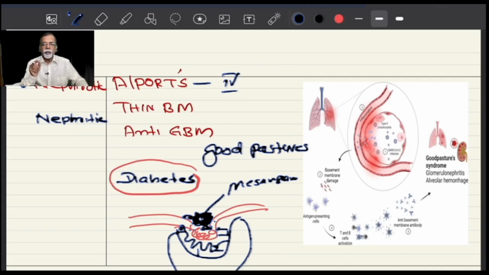In Goodpasture syndrome, the antibodies against the basement membrane also damage the basement membrane of the lungs, leading on to hemoptysis.